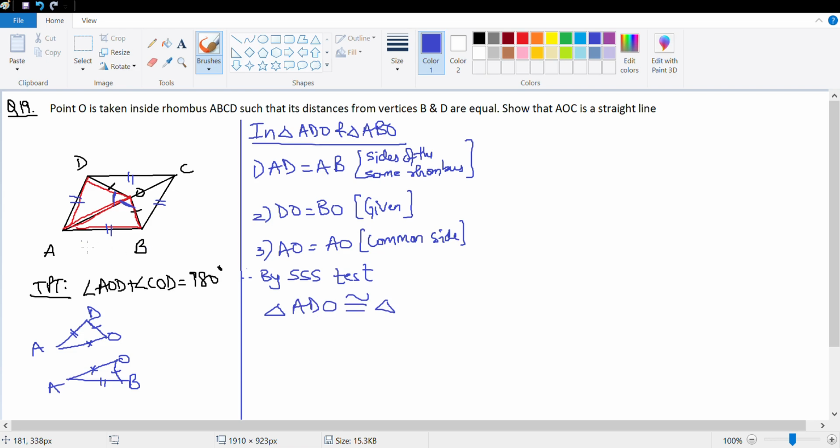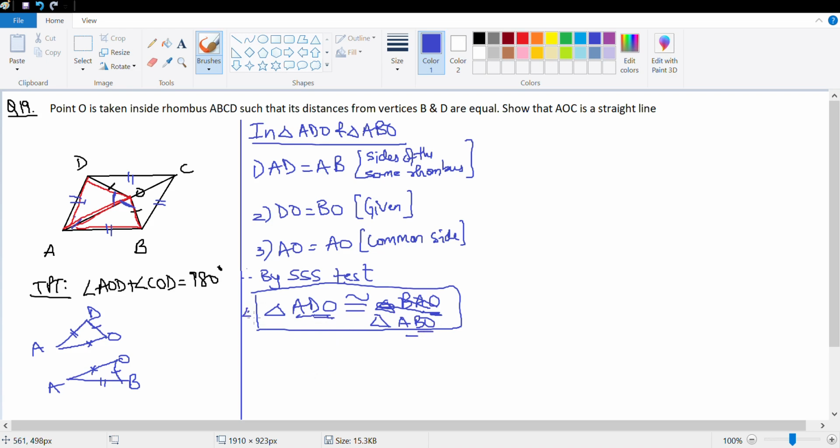ADO is congruent to triangle BAO. Perfect. ADO is ABO, DO and BO. This is not BAO, my mistake. This doesn't correspond, AO is not equal to DO. My mistake. That's why you should write your correspondence clearly. ADO corresponds to ABO. AD equal to AB and DO equal to BO. Perfect. This is the correct correspondence.